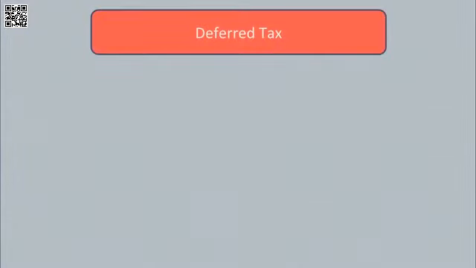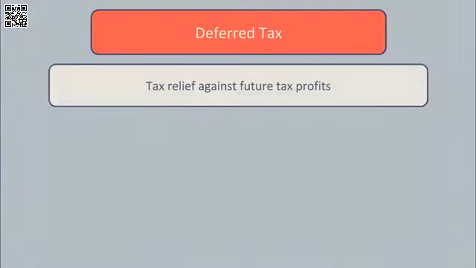In simple terms, a share-based payment creates a deferred tax asset, as the company will be entitled to tax relief against their future tax profits. The relief is granted in the future, when the shares are actually issued, rather than now, when the expense is recognised under the accruals concept. Hence the asset for the future reduction in tax liability.